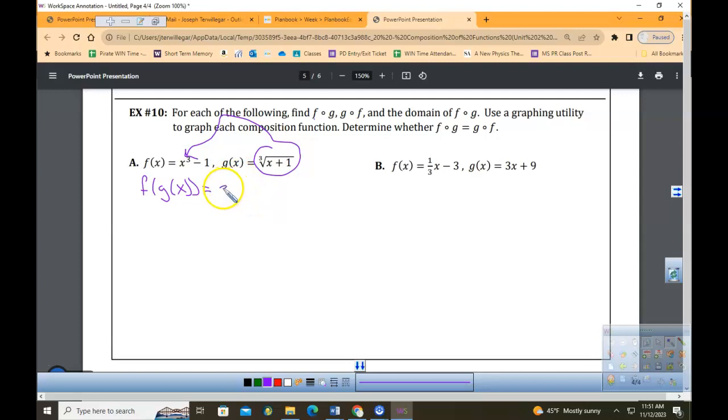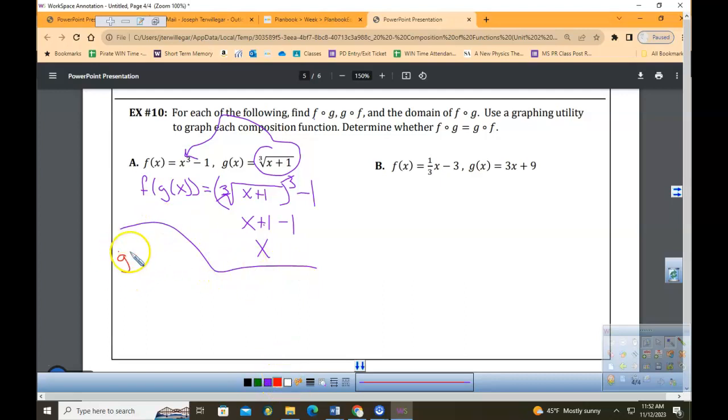So I'm going to do cube root of x plus 1, cubed, minus 1. Now what happens if I cube a cube root? They cancel, right? So I get x plus 1 minus 1. What's 1 minus 1? It's 0, so I get x. F of g of x is x. Okay.